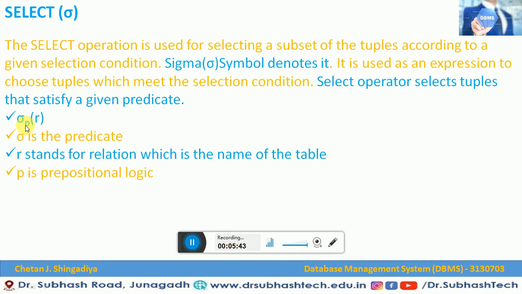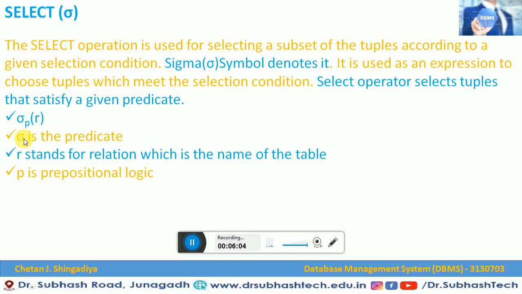This is a predicate. Now what does predicate mean? This is a condition. This is what we are going to use as a condition. This entire thing we can call a condition. This is the symbol of selection operations, and this entire thing with P is called a predicate, and this bracket R indicates the name of a relation or the name of a table.